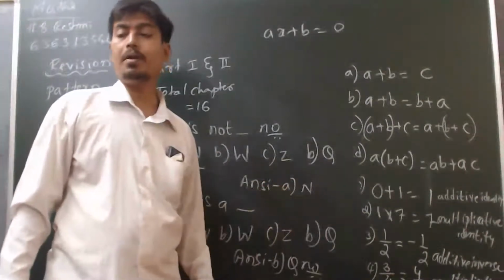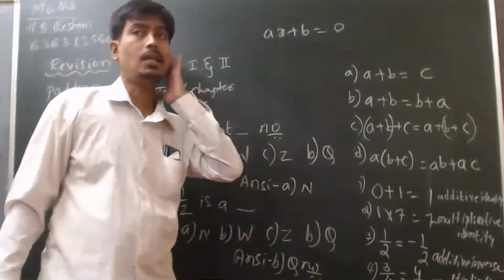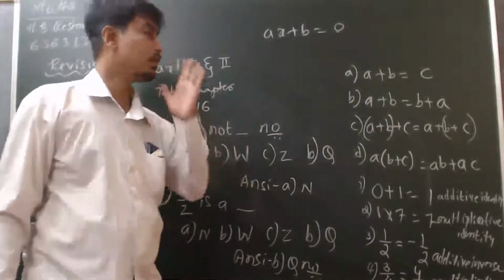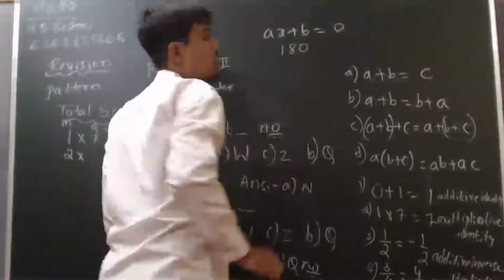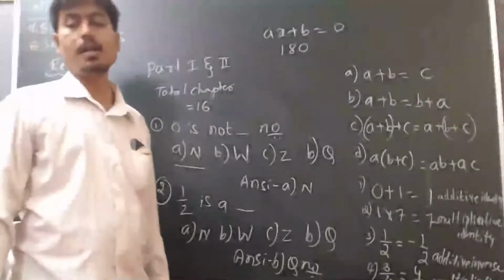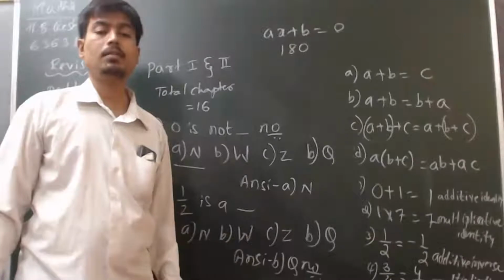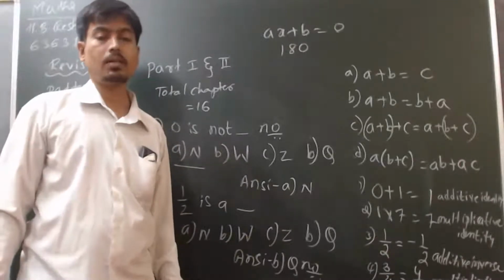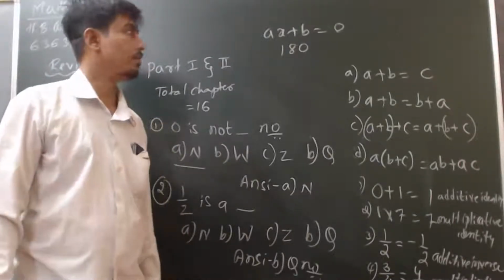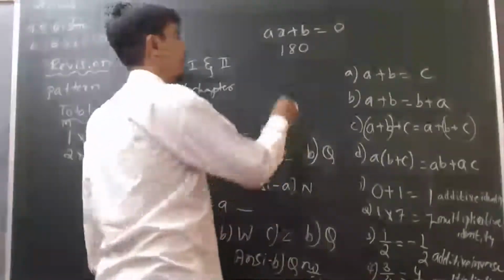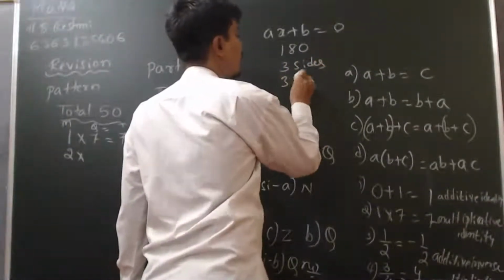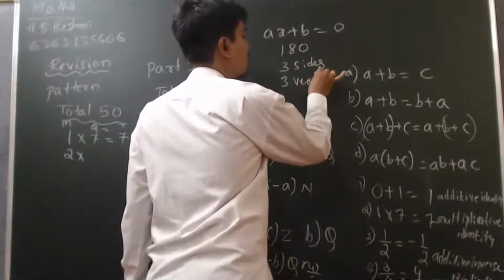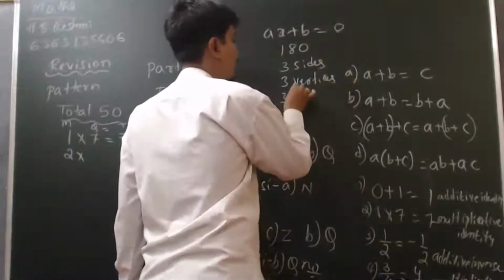What about geometry? The sum of all angles in a triangle is 180. A triangle has how many sides? 3 sides. How many line segments? 3 line segments. How many vertices? 3. So 3 sides, 3 vertices, and 3 line segments.